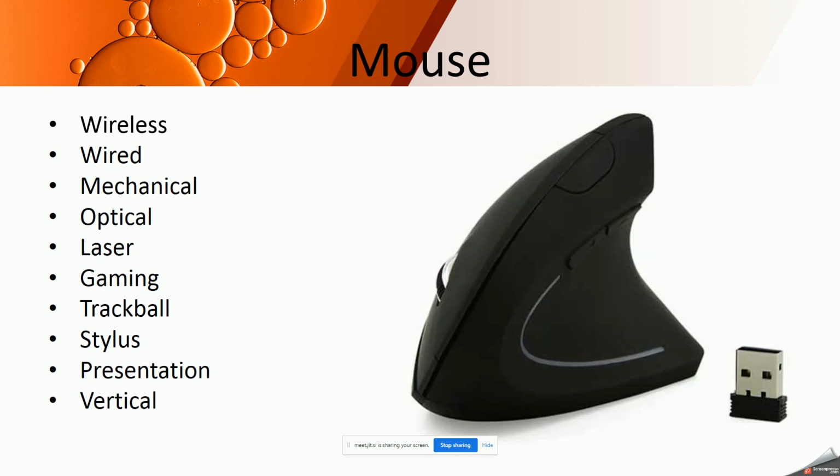Vertical mouse, now this kind of mouse works the same as our usual mouse, but it comes in a wireless flavor, and you hold it from this side. You hold it like this and move it as if you are holding an iron. You cup it in your palm and move it along the screen. This is how you use a vertical mouse.